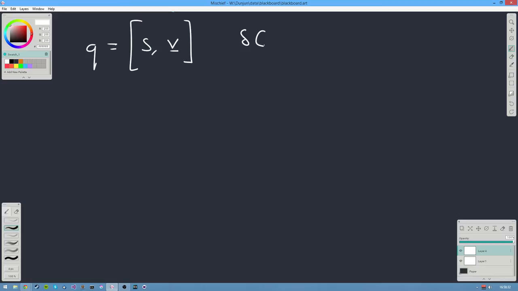Where the scalar value is just a real number, which is w in this case, and the vector is a part of, in vector space, three-dimensional real space. Yeah? So again, this just means the same as me writing w, xi plus yj, sorry.